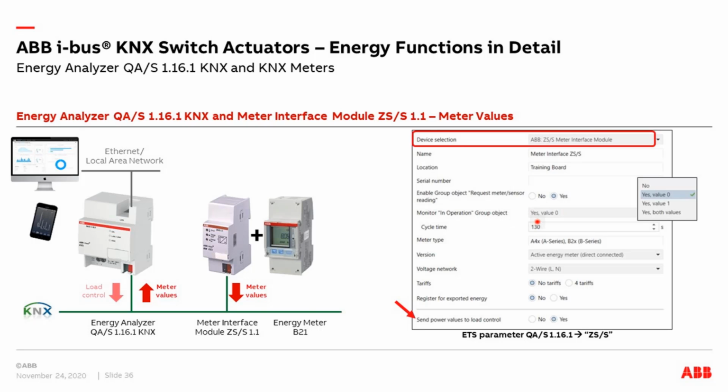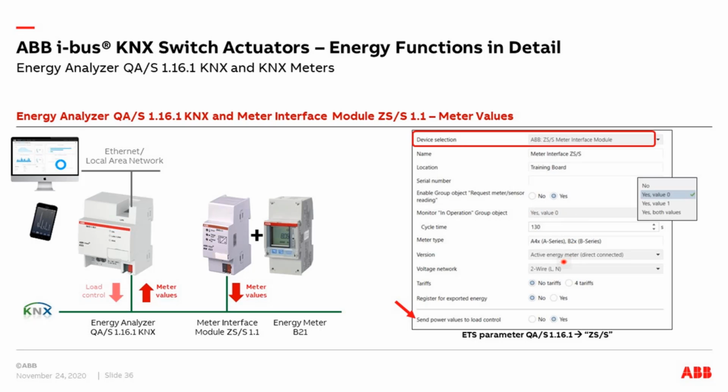When I say yes, then I can say okay, with which information, value 0, and then I get another group object for in operation monitoring. I can say value 0, value 1, or both values are possible. Then I have to set exactly the same parameters in my meter interface. So when I say yes, for example, every 130 seconds, then it makes sense that the meter interface, for example, sends every 60 seconds the value 0 to show yes, the communication is still okay.